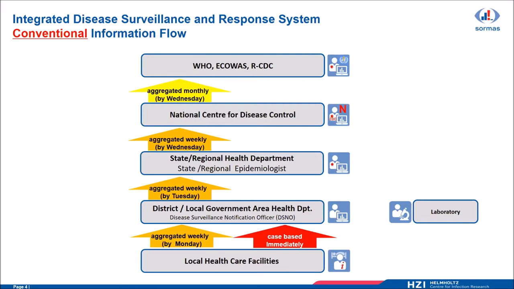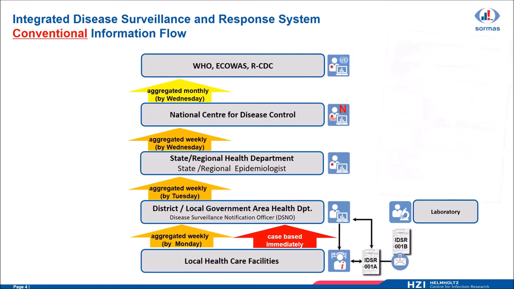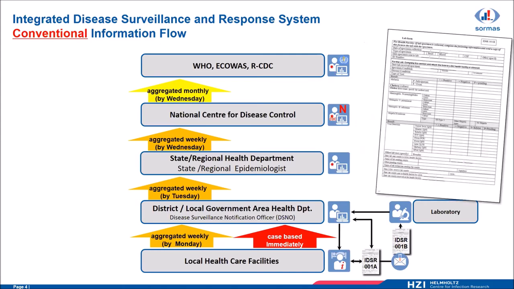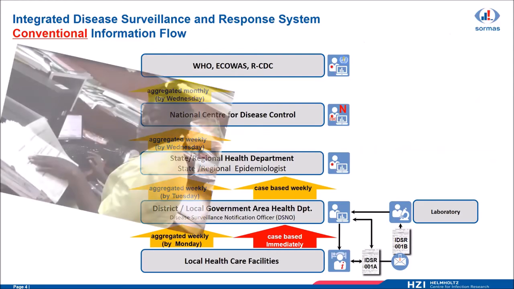Whenever you have a case-based disease or outbreak, they notify immediately, and the ISR-001A form is filled out, and the lab form as well is filled out. These are paper forms that are filled out and sent to the district level. The next thing that happens is that the data is collected and sent every week to the regional level.